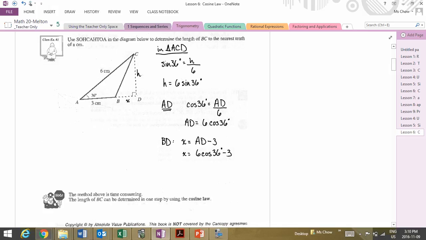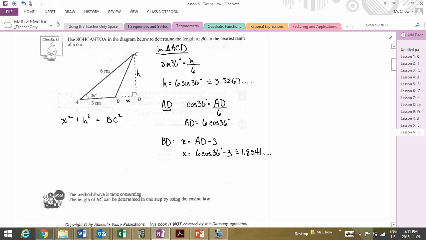So now that I have X and I have h, I can find length BC using Pythagorean theorem. We know that X squared plus h squared is going to equal BC squared. So I could essentially find out what these lengths are. I can find h, which is approximately 3.5267, and that decimal goes on. Similarly, the length BD is going to be approximately 1.8541, and that decimal also goes on.